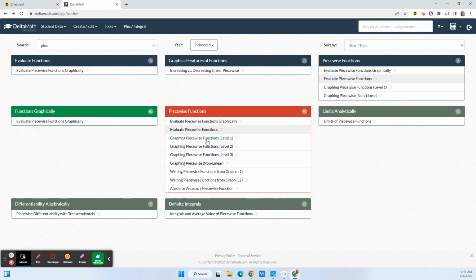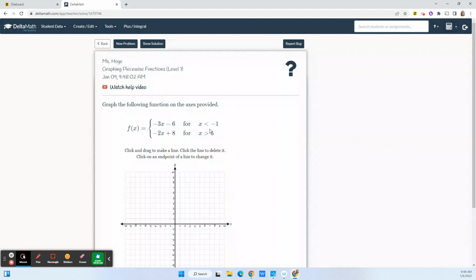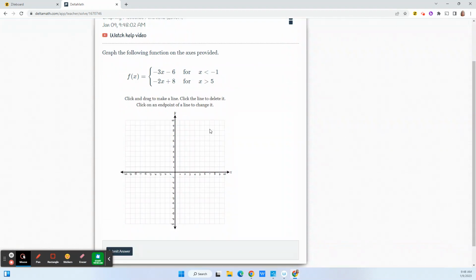In the graphing, I gave you level 1 and level 2. I did not go into level 3 because it got out of the linear. But we'll look at level 1 just so you can see because it's all just graphing. And it says graph the following function on the axes provided.